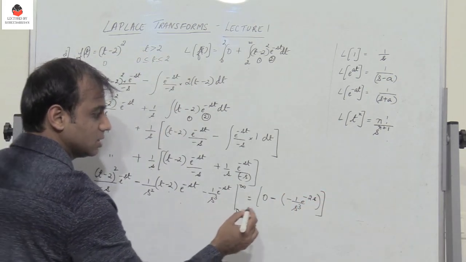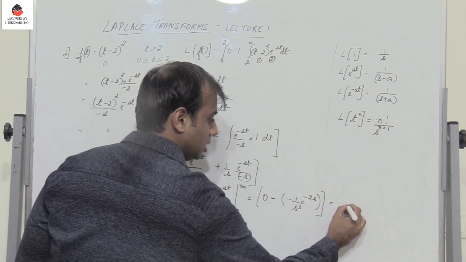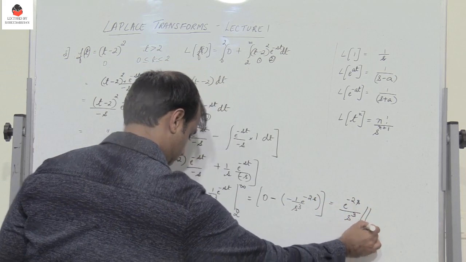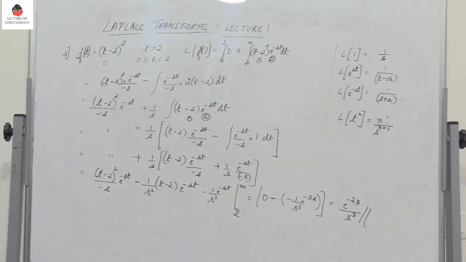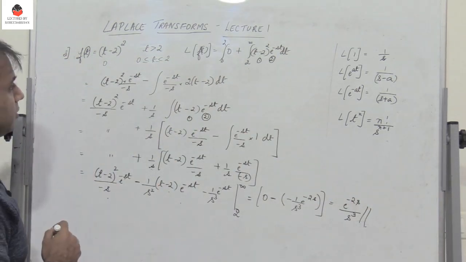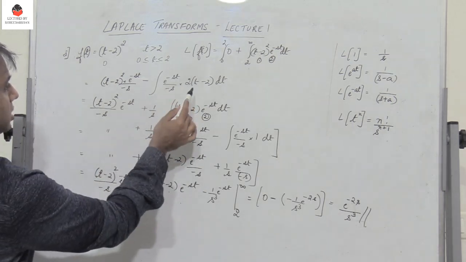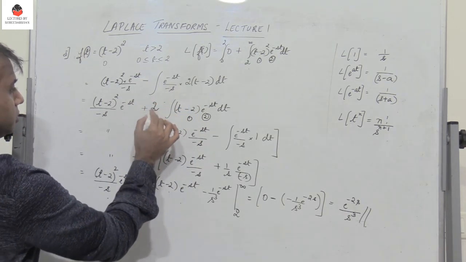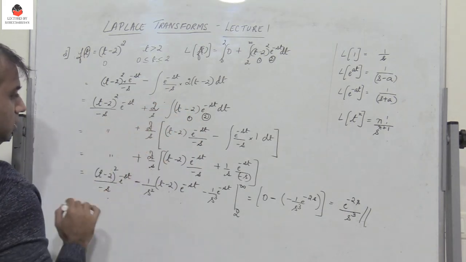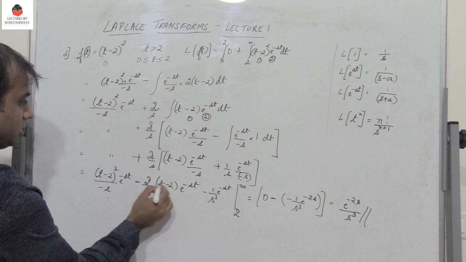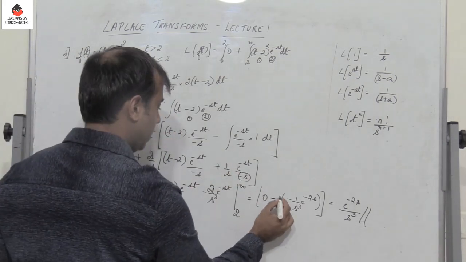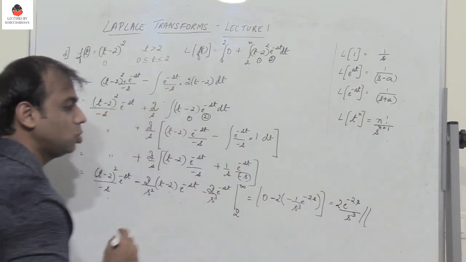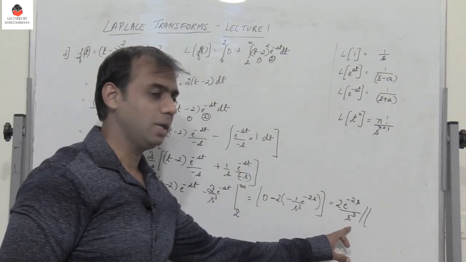So what is the final answer? The final answer is e power minus 2s divided by s cube into, I have a 2 somewhere here which I have missed out, so you have a 2, isn't it? So 2 is here, so you get 2 outside, and a 2 here, so you will also get 2 here. So it is 2 into e power minus 2s by s cube.